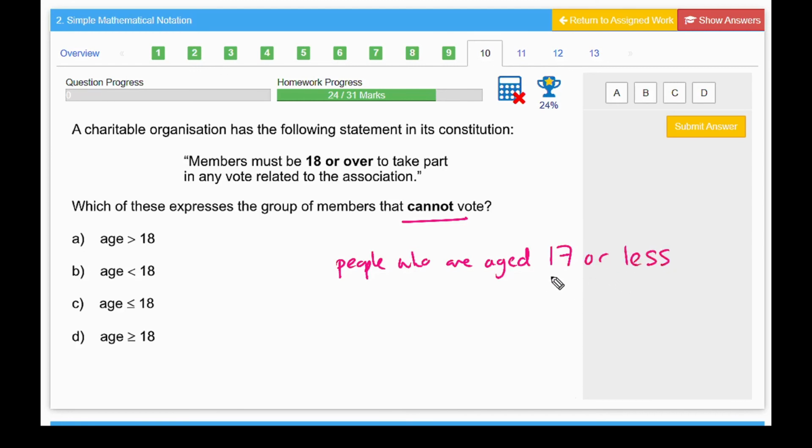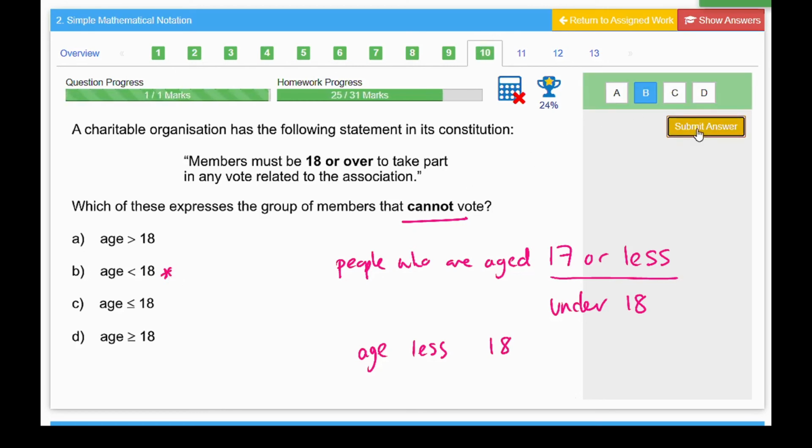Now another way of saying 17 or less is under 18, because obviously 18 is not included in under 18. So what I want to do is find out which of these values where the age is less than 18. So which of these symbols represents this, and that is going to be, again, option B. So I'm going to select option B, and that gives me my final answer. So these are the types of questions that will generally involve you working with simple mathematical notation.